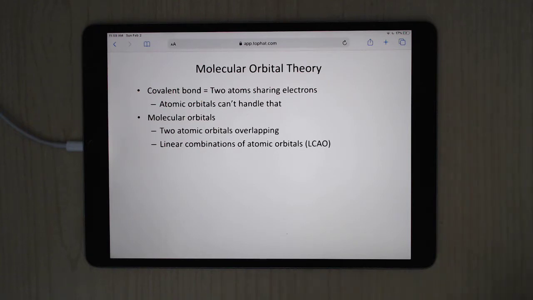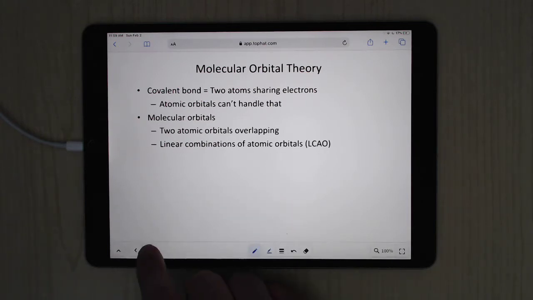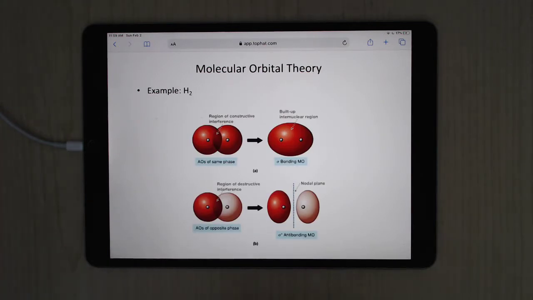If you have a lone carbon atom, that's fine. Once you start making bonds together, that math breaks up. And so what they have to do is combine these atomic orbitals into molecular orbitals. Okay, and so the linear combinations of atomic orbitals. Again, we're going to be talking about math.